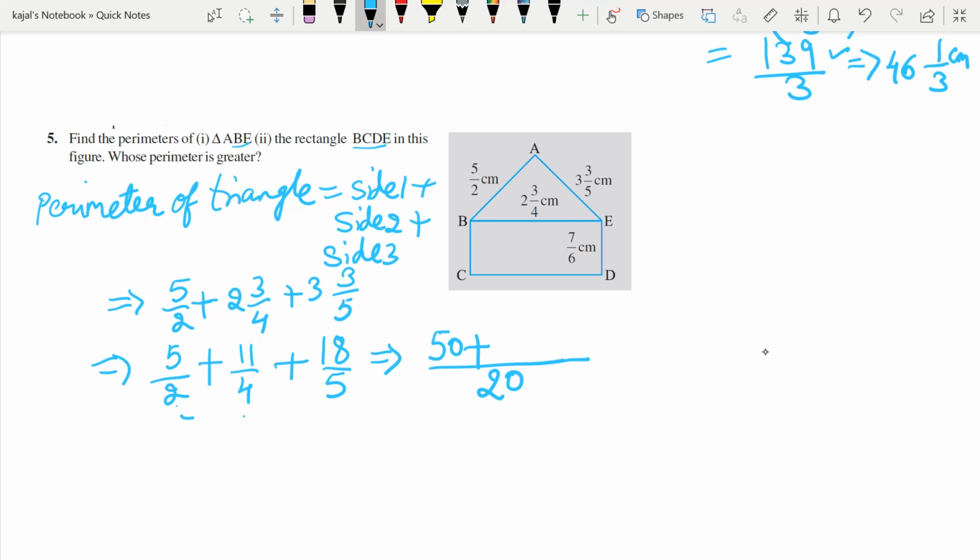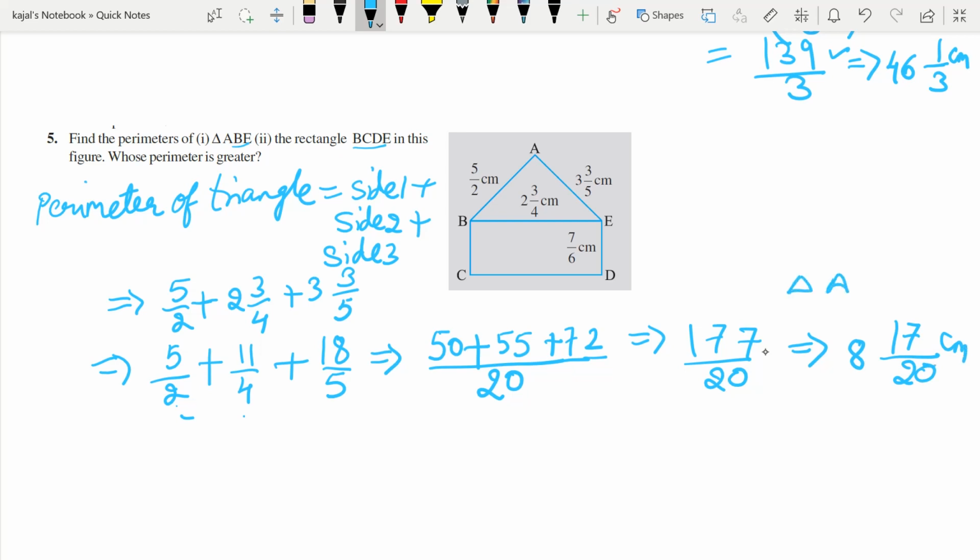Now 2 10s are 20, that means 5 we multiply by 10, which is 50. 4 5s are 20, that means 11 into 5, which is 55, and 5 4s are 20, that means 18 into 4, which is 72. Now we can do the addition, which is 177 upon 20, and we can convert it into a mixed fraction also, which is 8 17/20. So this is the perimeter of the triangle ABE.